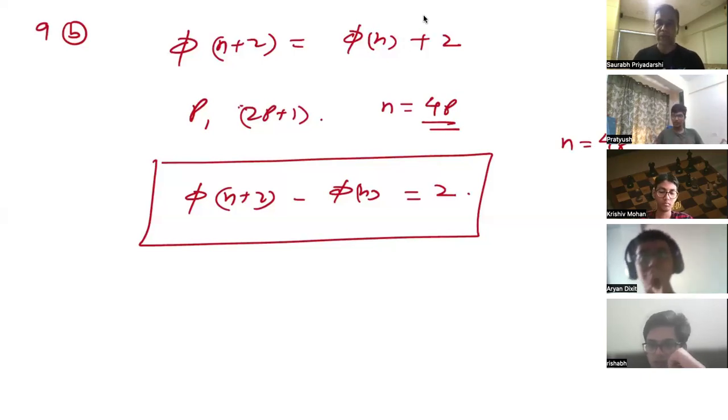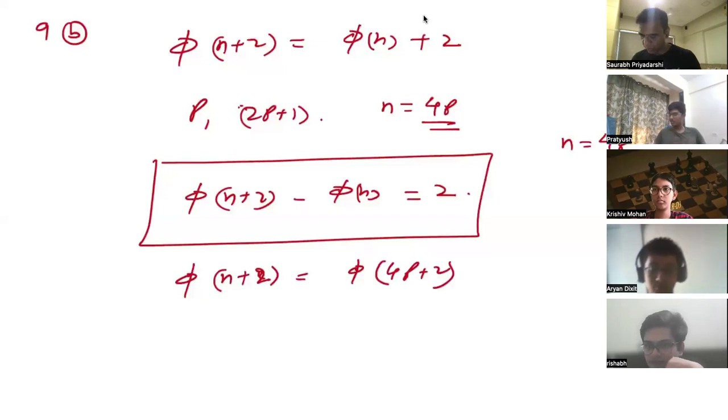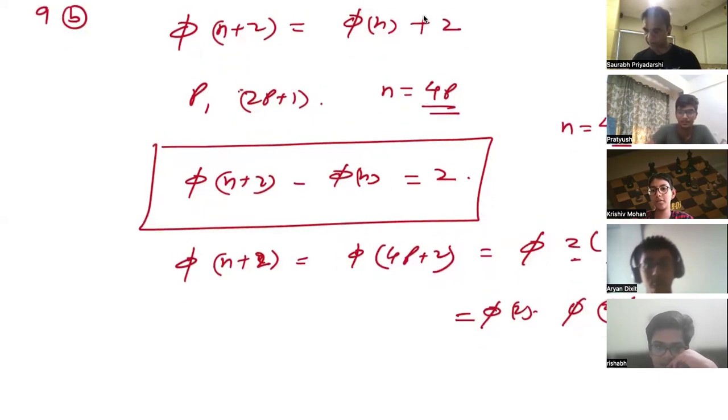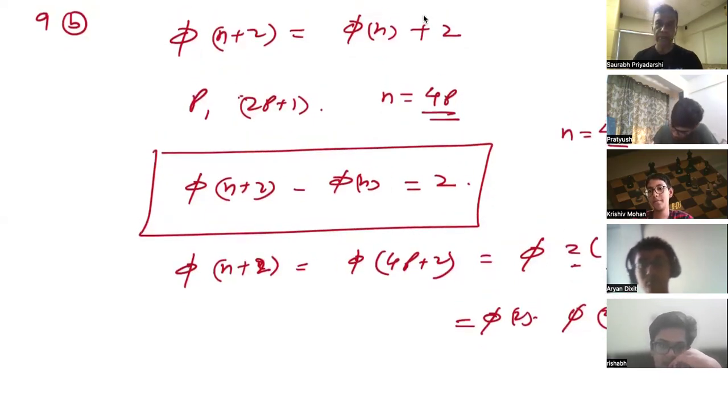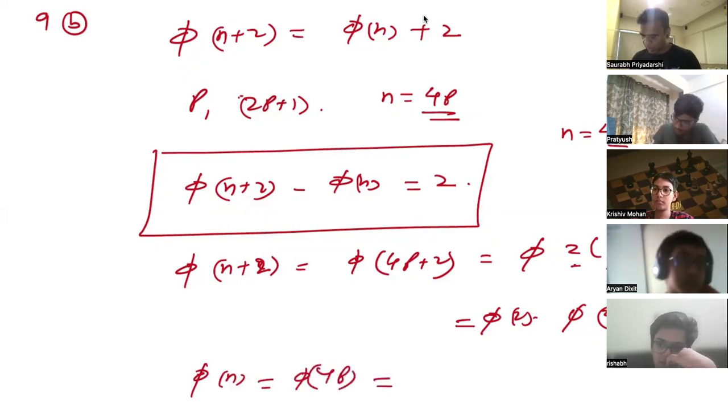Okay. So what we have to do? Phi of n plus 2. This n is nothing but 4p, right? 4p plus 2. So we can write this as phi 2 into phi 2p plus 1, right? And this is nothing but phi of 2p plus 1. And again, if you see phi n is 4p. What is that? Phi 2 square into phi of p.